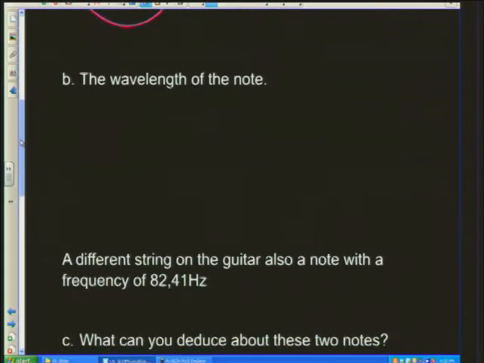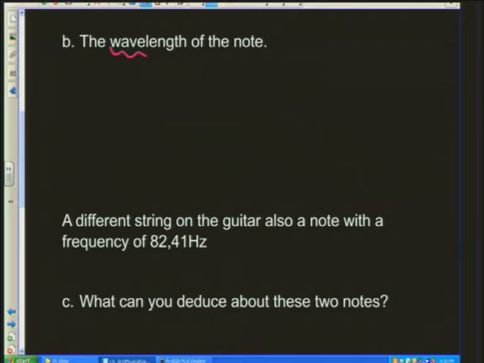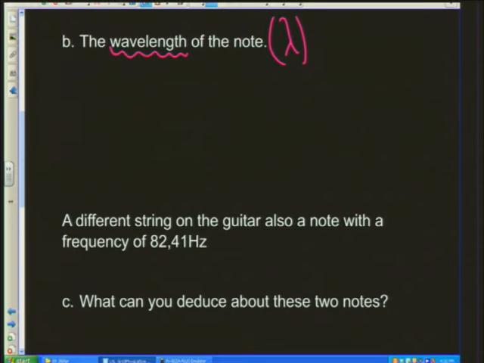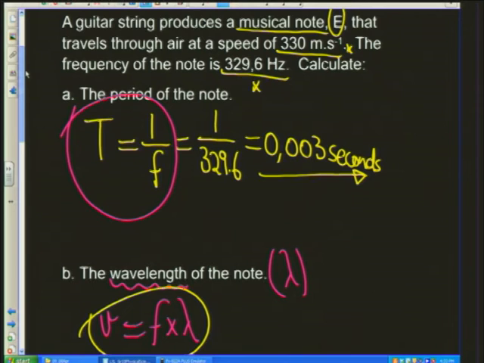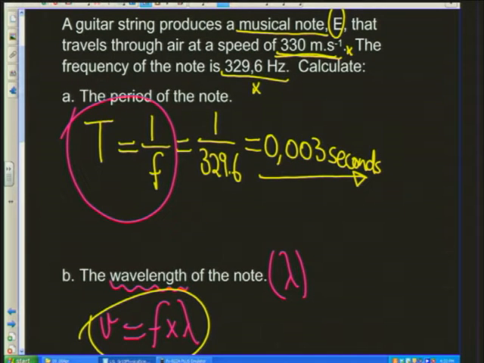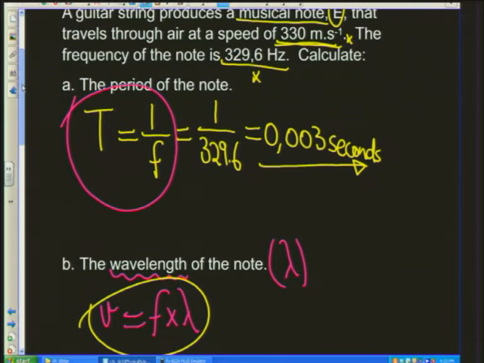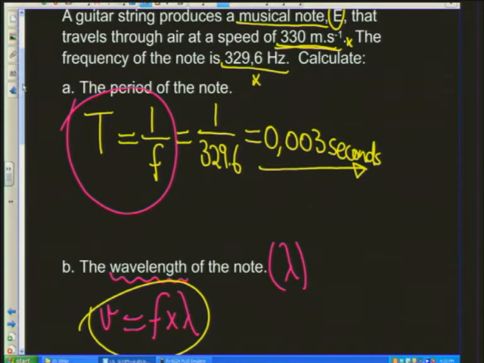Now, the next question is to find the wavelength of the note. The wavelength is lambda. Because we are given the speed at which the sound wave is moving in air, and we are given the frequency, we can go straight to the wave equation. You must remember it. The wave equation is V equals F times lambda. V is given to us as 330 meters per second, and the frequency is 329.6.